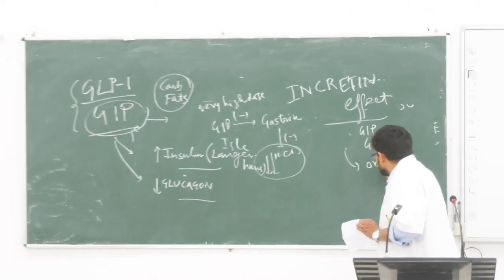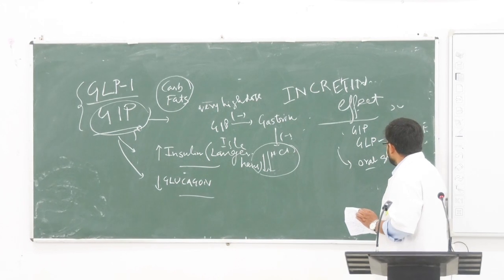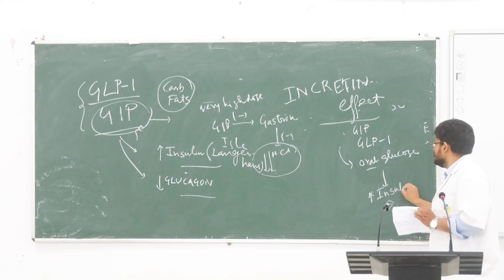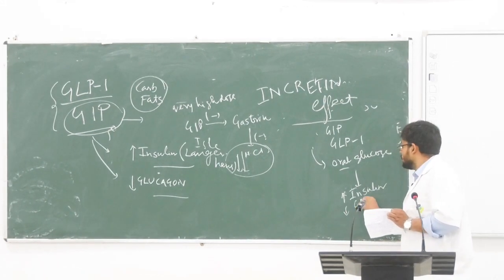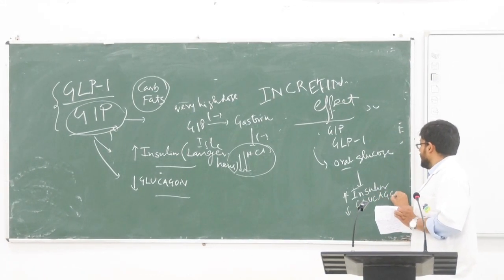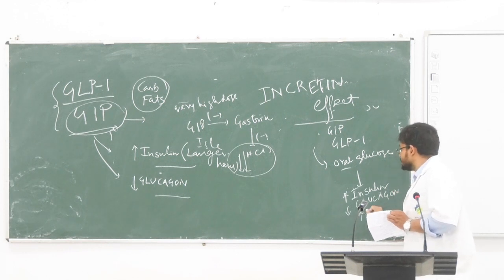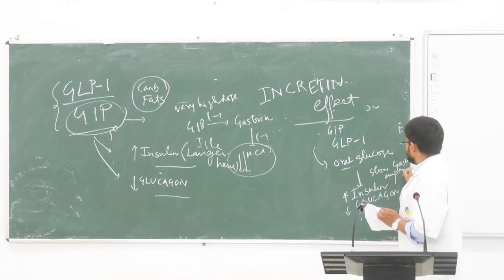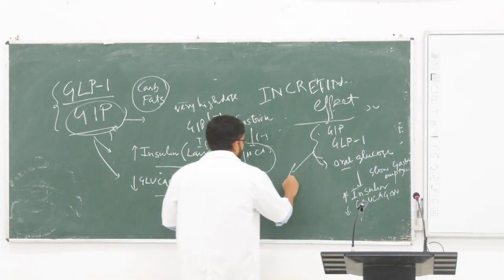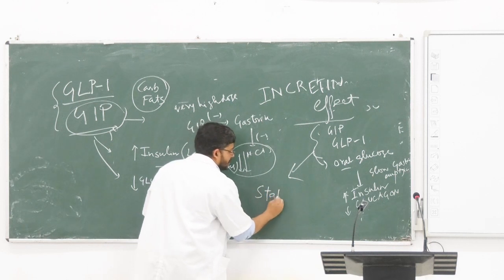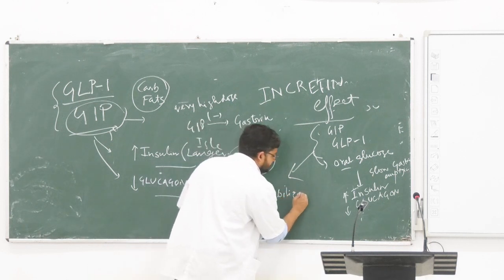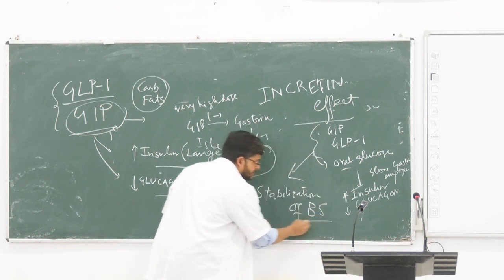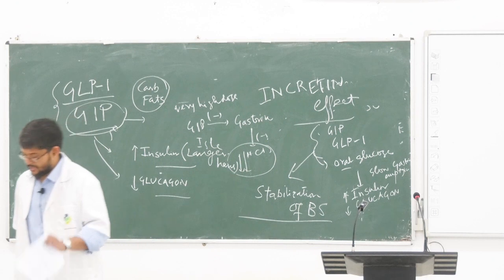The moment oral glucose enters, they increase insulin secretion, they reduce glucagon secretion, and they slow down gastric emptying. So the overall effect of incretins is stabilization of blood sugar. So this is the incretin effect.